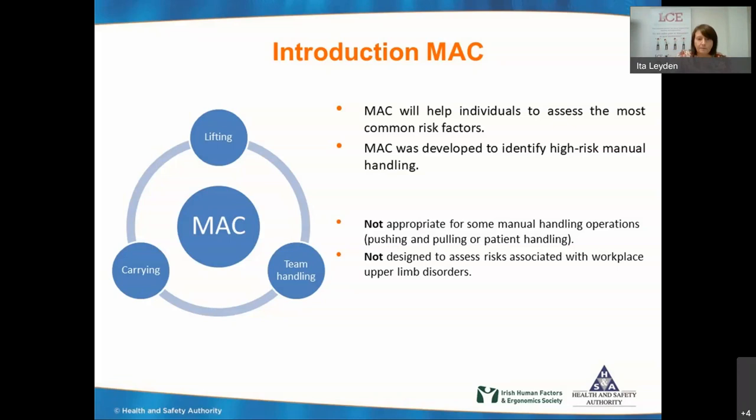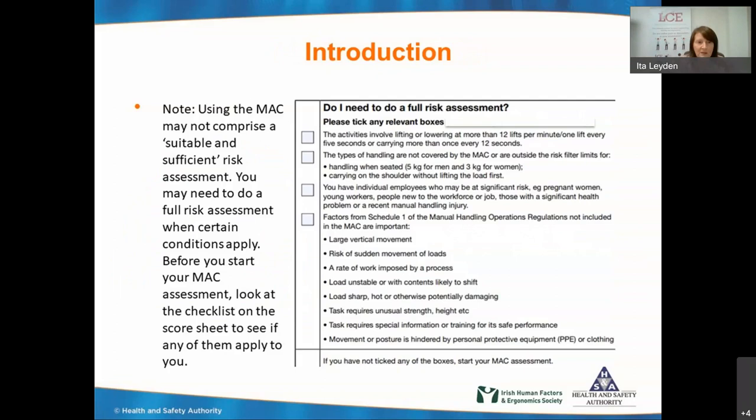So the initial step in carrying out a manual handling assessment is to identify whether the assessment using MAC is going to be sufficient, or if you need to do a more detailed assessment. So the first part is to identify whether or not a full risk assessment is required. You'll see this on the score sheet from the publication, on page 19 of 20. On the right-hand side of the score sheet, there's a section that says, do I need to do a full risk assessment? And here is where you would identify if the MAC tool is suitable.